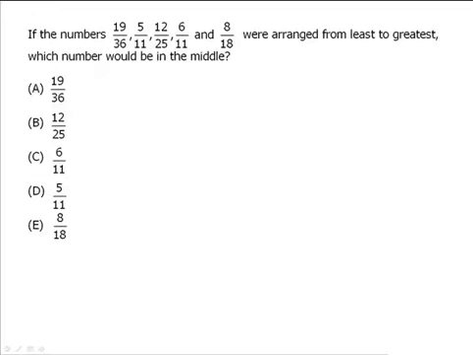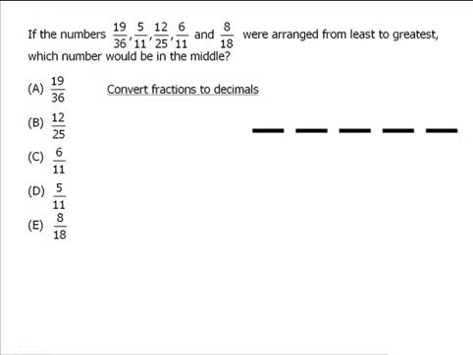The fastest way to solve this question is to convert each fraction into a decimal and then to arrange these values in ascending order and choose the middlemost value. Now, one way to convert fractions to decimals is to use long division. So, for example, to convert 19/36 into a decimal, we divide 36 into 19. This is one method. I want to show you a second method.